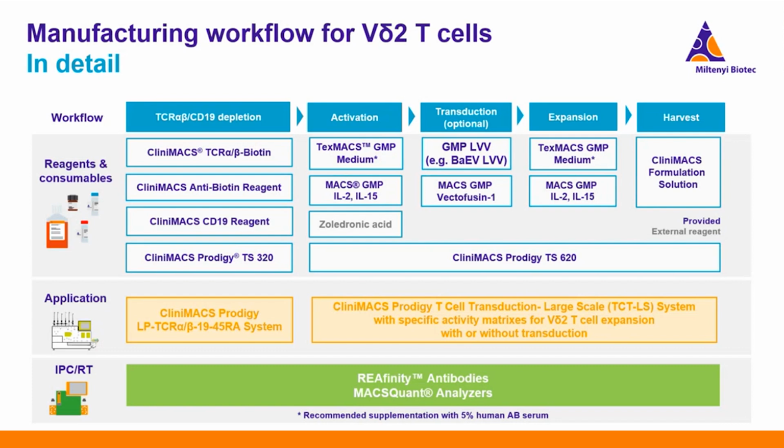So once our leukapheresis product is depleted of alpha beta and CD19 positive cells, we proceed to the activation of gamma delta T cells with the use of zoledronic acid in combination with IL-2 and IL-15 cytokine support in our TexMACS GMP medium.